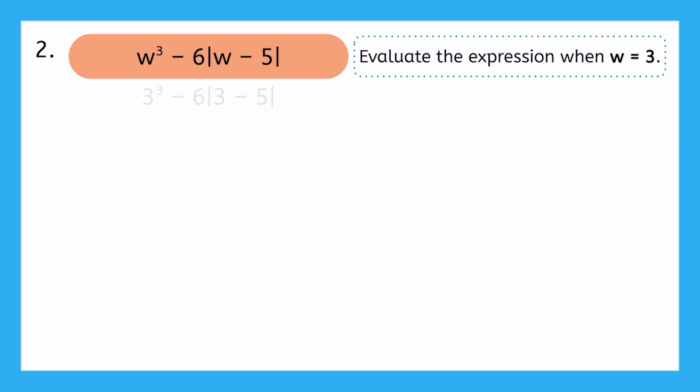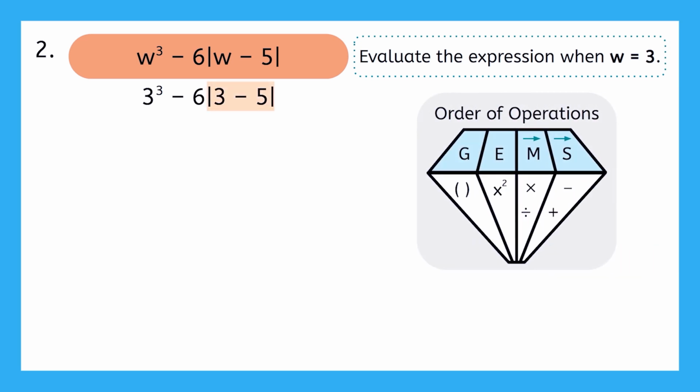Your expression should look like this. Where do you think absolute value fits into the order of operations? Well, although taking the absolute value of a number is a bit like an operation, the absolute value bars are also grouping symbols. Just like parentheses, we evaluate anything inside absolute value bars first. Then we take the absolute value of whatever is inside.